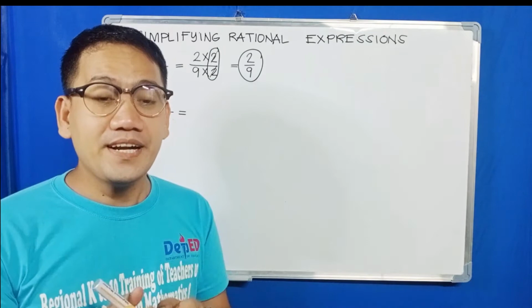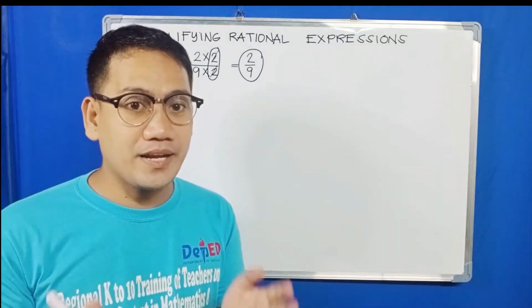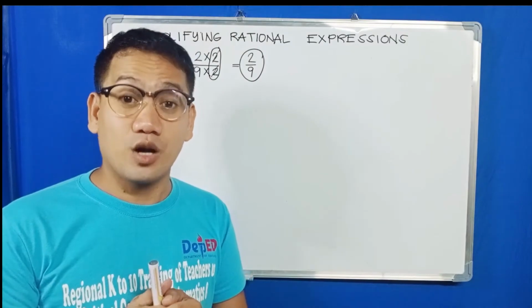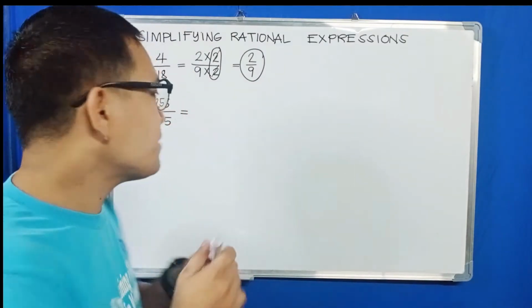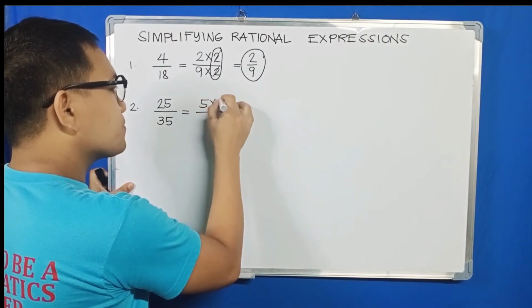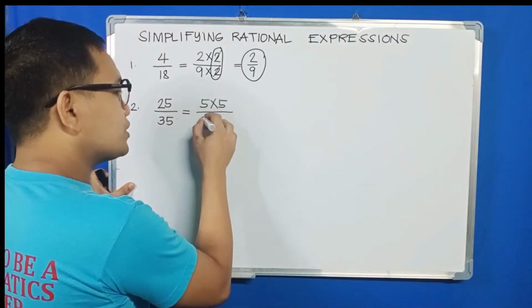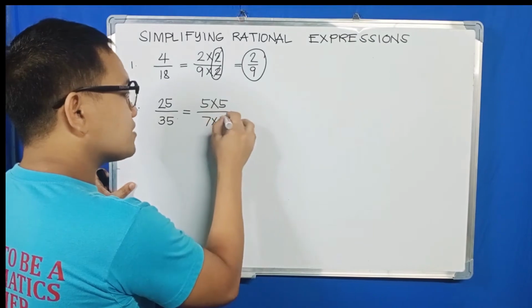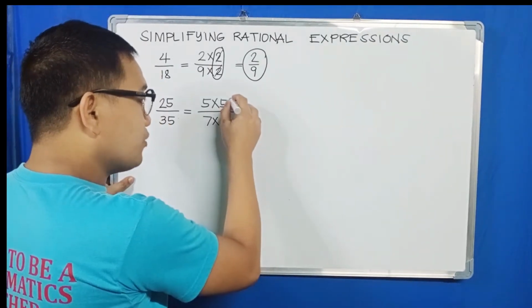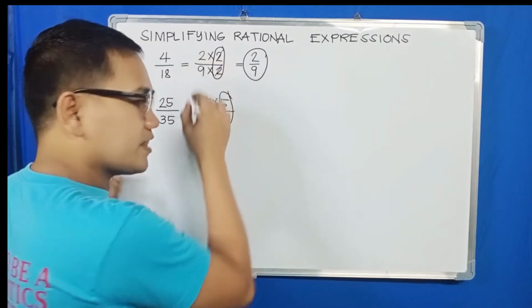25/35. Here, our numerator is 25 and our denominator is 35. To simplify this, let's try to look for their common factor. So 25 has factors 5 times 5 and 35 has factors 7 times 5. In this example, we have a common factor both in numerator and in the denominator, and that is 5.